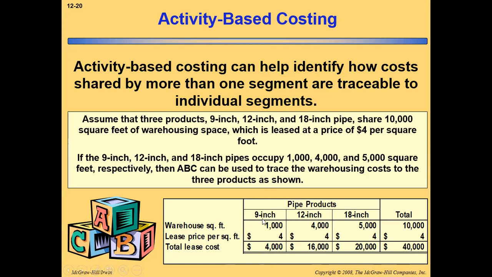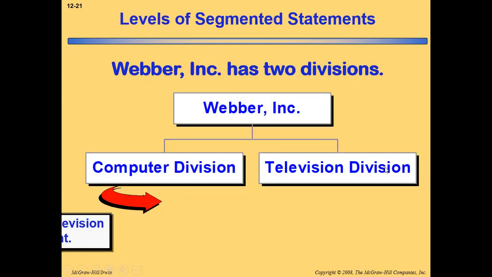See, total lease cost is 9 inch, it is 4,000, 12 inch 16,000, 18 inch 20,000, total is 40,000.